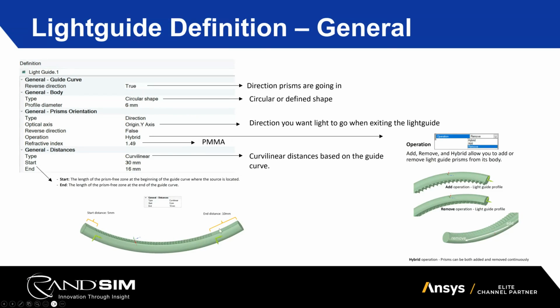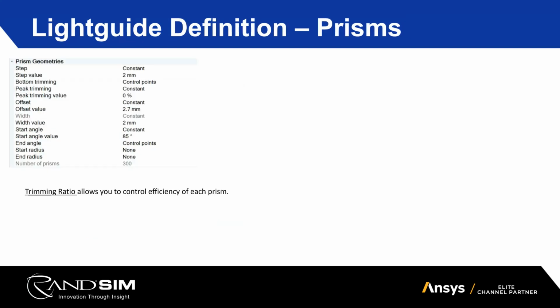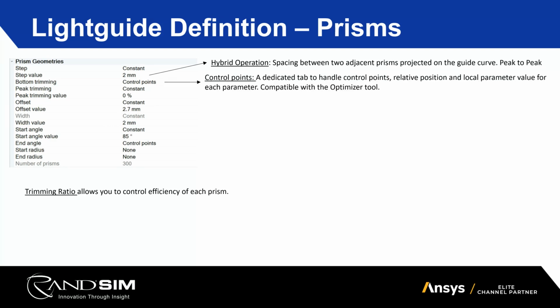Then we also have to define the prisms themselves. For this, we have a lot of options. I'll also talk about it in the demo, but we're sticking with our hybrid operation. That's going to define how we're going to do things from here on out. If we're doing add or remove, there could be a little bit of differentiation that needs to happen when you're doing the definition, but that's all also listed in the user guide to follow along with. When we're talking about step value, we're talking peak to peak. We're looking at the high point to high point of the prisms.